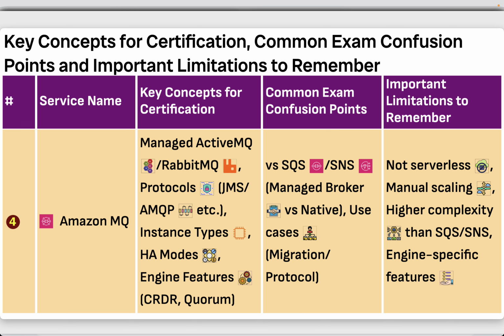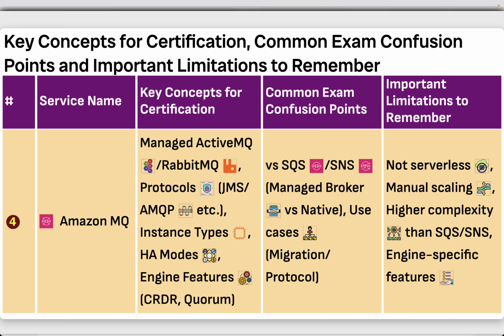Amazon MQ key concepts for certification focuses on managed ActiveMQ, RabbitMQ engines, and supported protocols. So if your exam says some protocol, like JMS or AMQP, then you know which one to choose. Instance types, high availability modes, and engine features like CRDR and quorum based model.